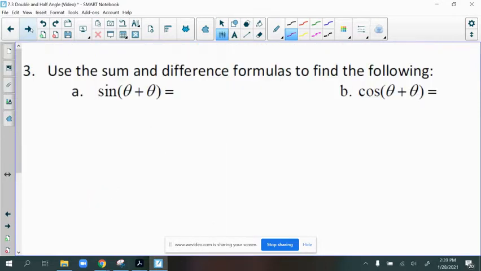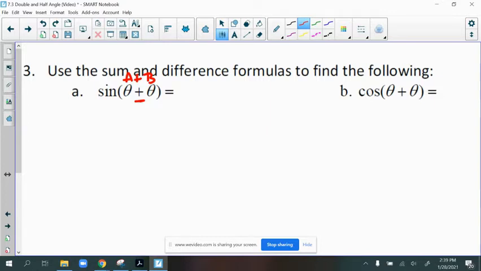Now let's use what we already know, which is the sum and difference formula, and we're going to use the addition. If I were to say the sine of an angle plus an angle, like A plus B, what would that be? It just happens that I'm using theta and theta.